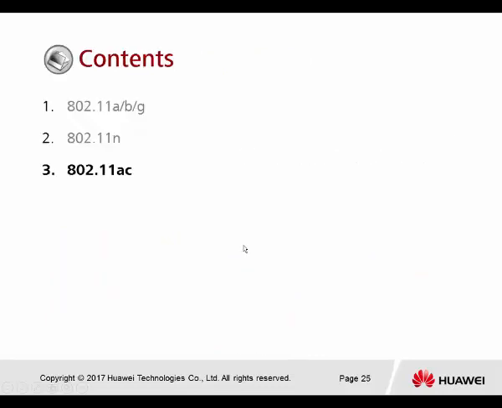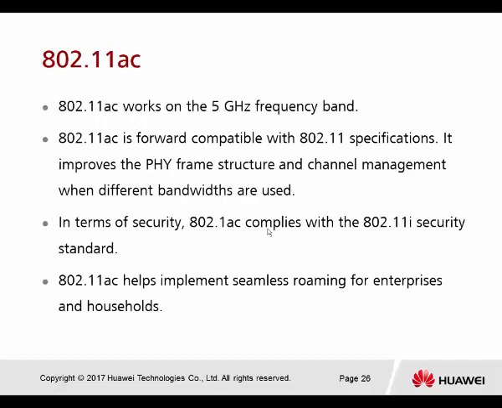802.11ac works on the 5 GHz frequency band. It's forward compatible with the 802.11 specification. It improves the physical frame structure and the channel management when different bandwidths are used.